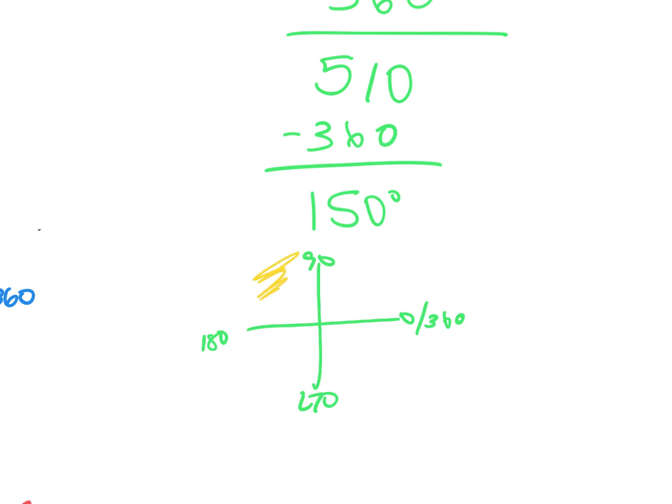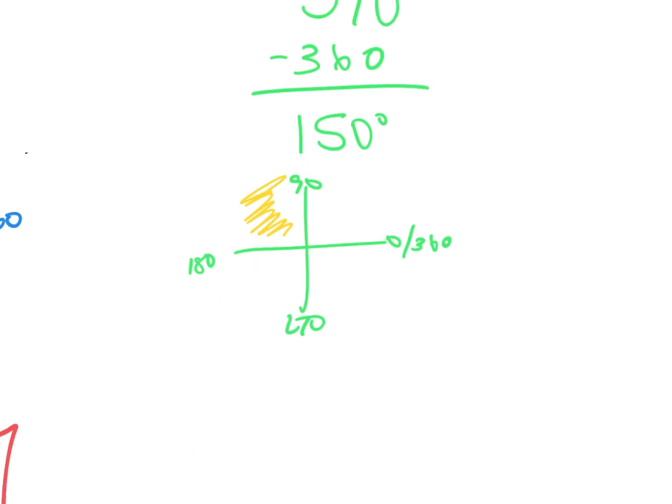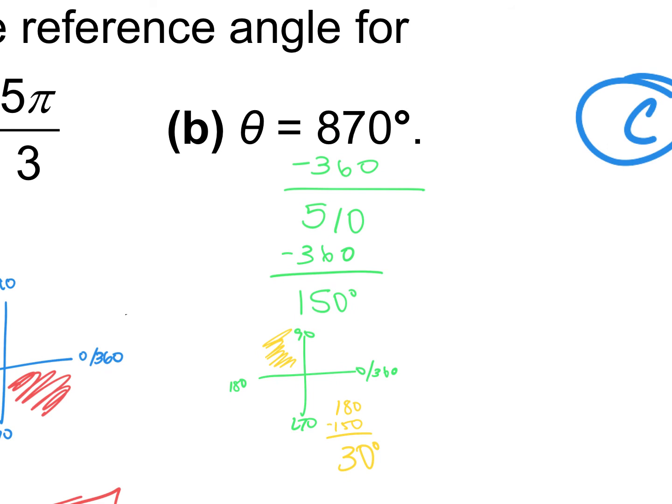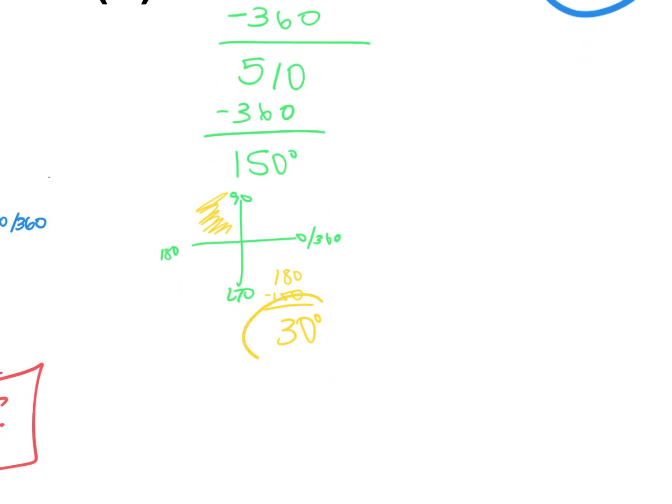So where is 150 degrees? It's over here in quadrant 2, right? What's the rule for quadrant 2? How do you find the reference angle if something's in quadrant 2? 180 minus the angle. So 180 minus 150 gives me what? 30 degrees. Is 30 degrees a positive acute angle? Yes. We started off in degrees, so we ended up in degrees. Perfect. Good job.